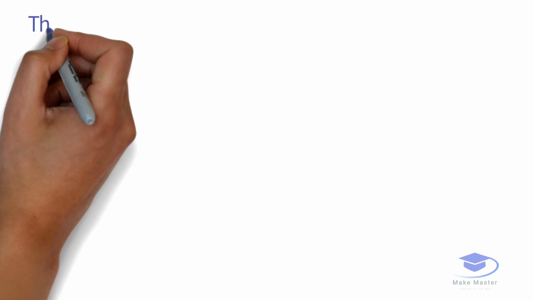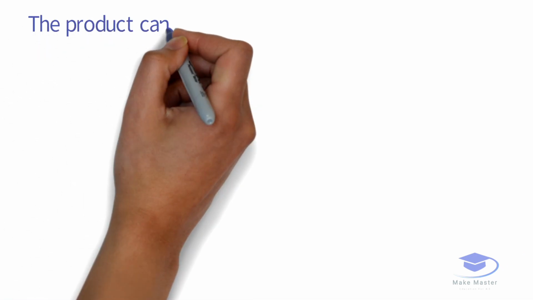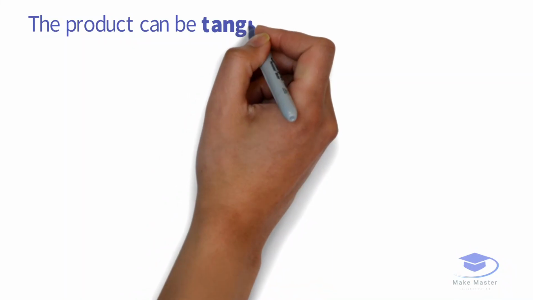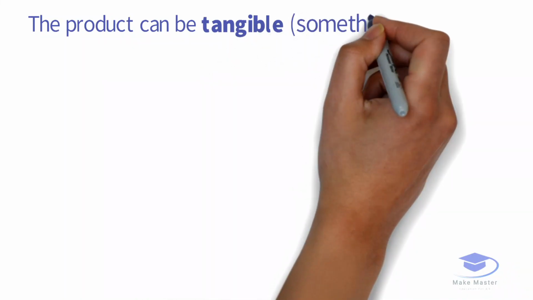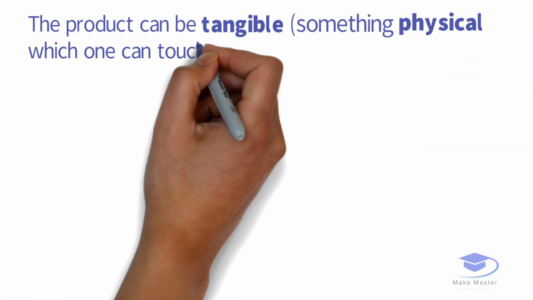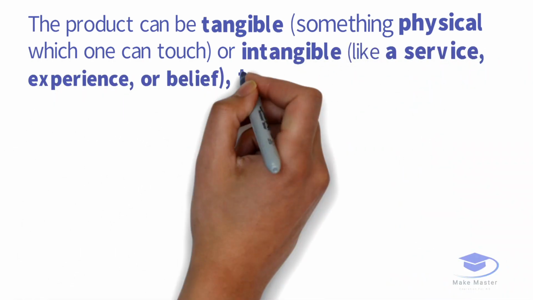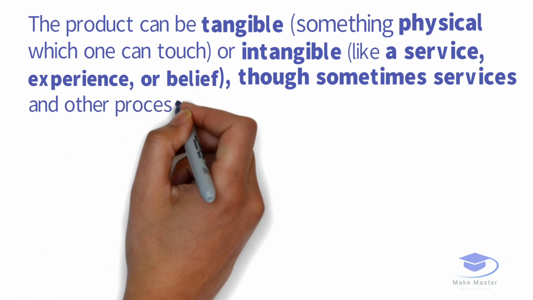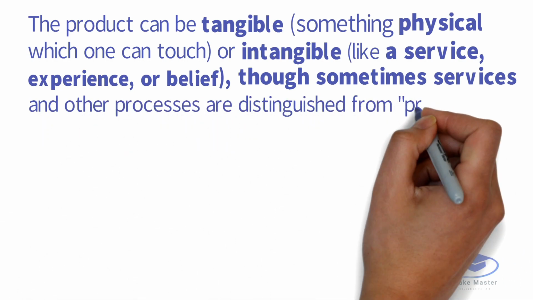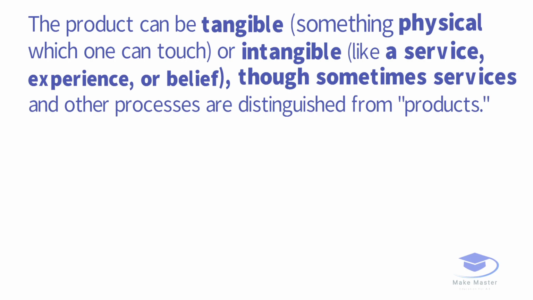The next one is the product can be tangible, that means something you can physically touch and feel, or intangible, like a service, experience, or a belief. Though sometimes services and other processes are distinguished from products. I would like to showcase some examples of new products or new ideas.